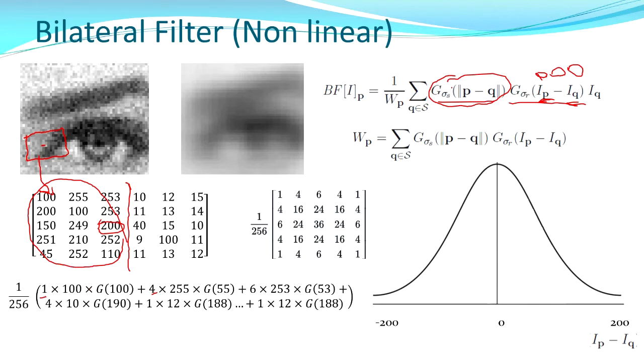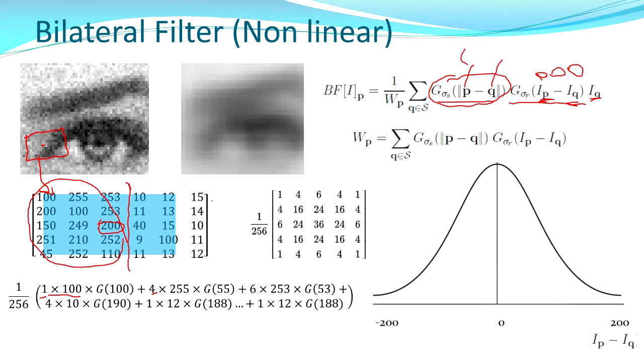So this particular G sigma s is the old Gaussian filter that we saw previously. Here you can see that suppose this 100, when I put the filter over here, this 100 will get multiplied by 1. That is what is happening over here. So the 100 is this IQ, the value of IQ. Please don't confuse between IP, IQ and P. P and Q are the coordinates.